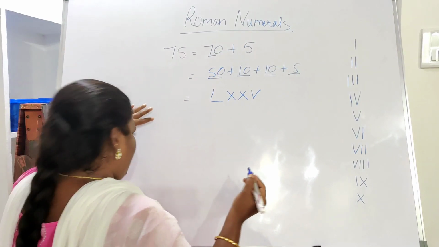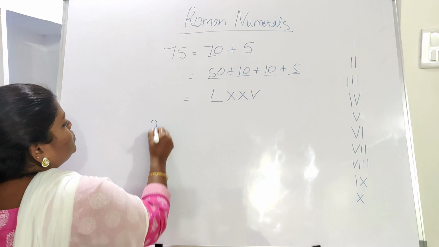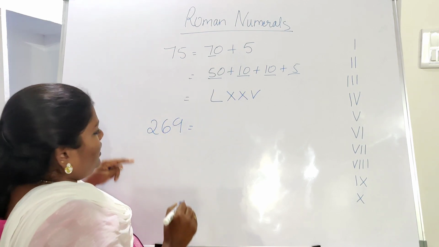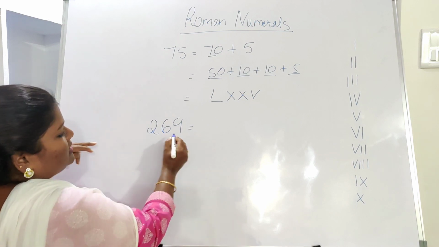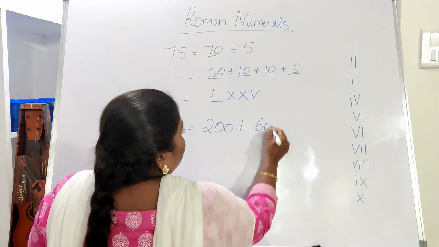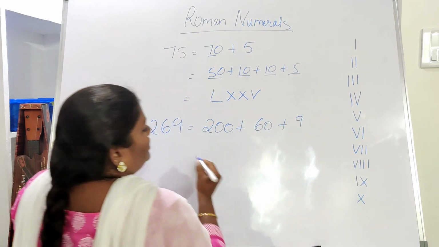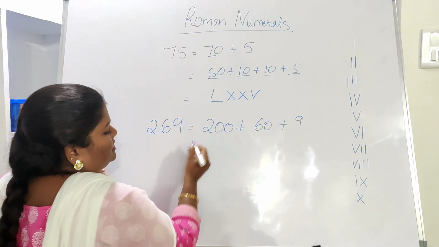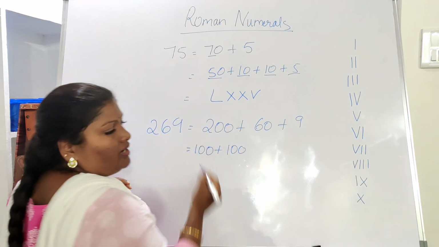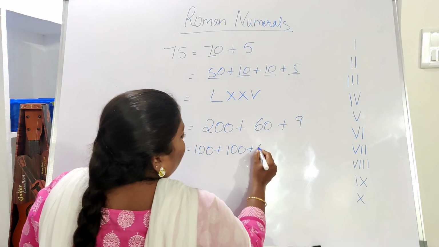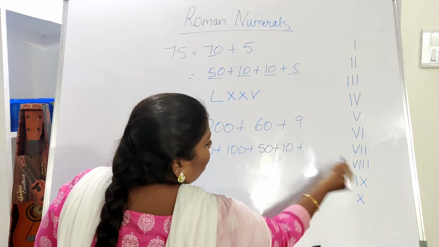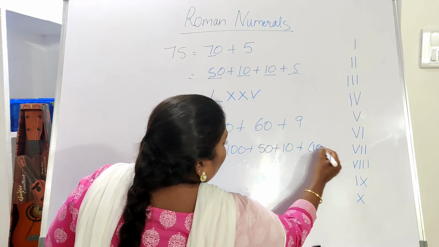So let me give a 3-digit number, 269. In the same way, expand this number by writing 200 plus 60 plus 9. Now 200 can easily be split as 100 plus 100 because we have a symbol for 100. Next, 60 can be split as 50 plus 10, and 9, I have already told you, that is 10 minus 1.